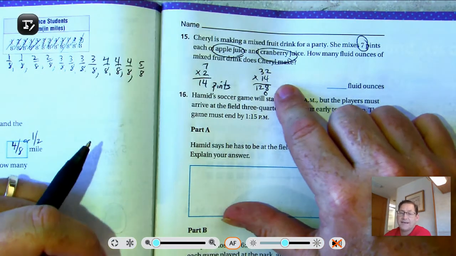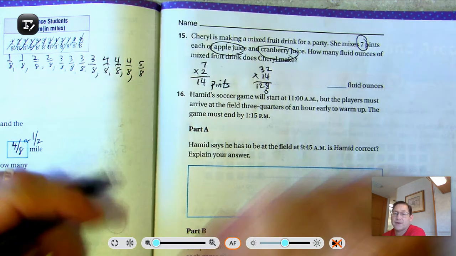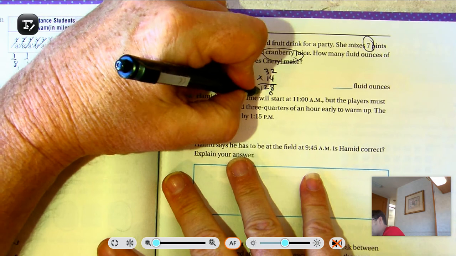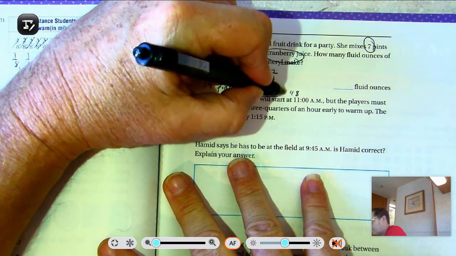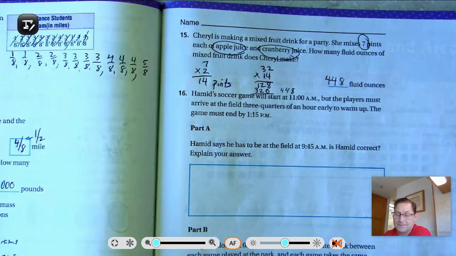So 4 times 2 is 8. 4 times 3 is 12. We're now going to multiply 32 by 10, which is 320. 448 fluid ounces.